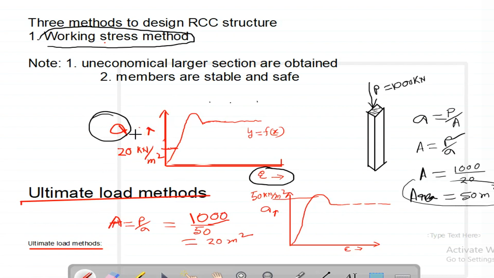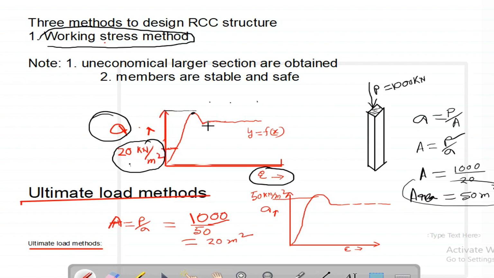So my point is that in the working stress method we consider the lowest possible stress, the stress we consider in design is low, that is 20 kilonewton per meter square. If you see the graph, the concrete can bear up to this point, and the maximum stress is generated here, but we consider only 20 kilonewton per meter square. This graph I have drawn randomly for your understanding.